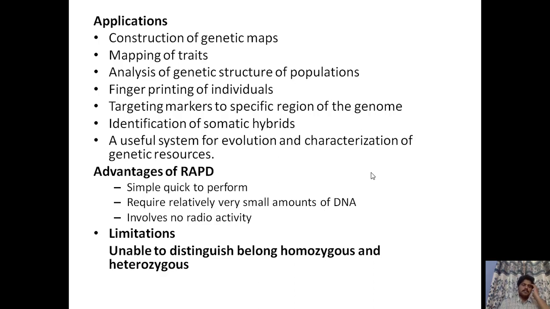Then what are the applications of these RAPD markers? The construction of genetic maps, mapping of traits, analysis of the genetic structure of populations, fingerprinting of individuals, targeting markers to specific regions of the genome, identification of somatic hybrids, and a useful system for evaluation and characterization of genetic resources. The advantages of RAPD: it is a simple, quick technique, requires a relatively very small amount of DNA, and involves no radioactivity. What is the limitation? It is unable to distinguish between a homozygous and a heterozygous individual.